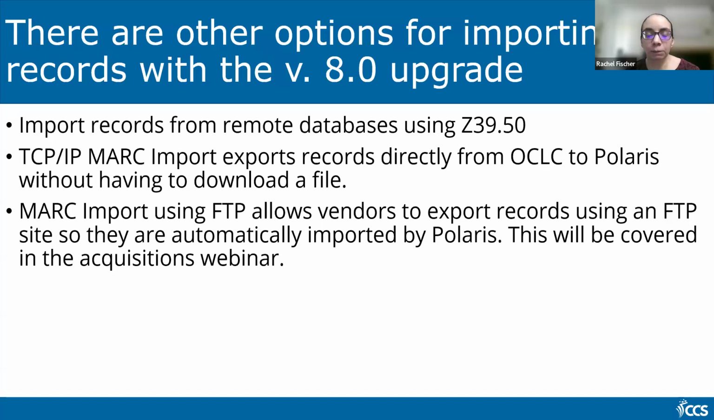One is the TCP/IP MARC import, which exports records directly from OCLC to Polaris without having to download a file. So I don't know how often any of you access that for your on-order records. It might be something you do if you don't get your vendor records from a vendor. That's something that's still being troubleshot and is not functioning yet. So I'll let everyone know when that's functioning.